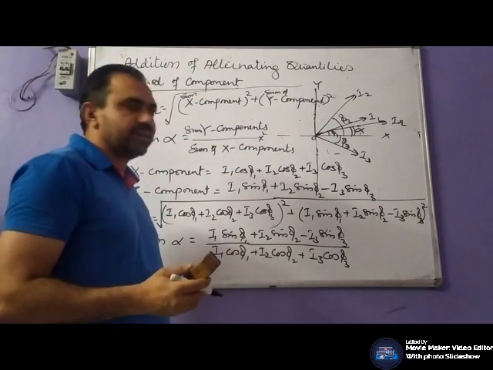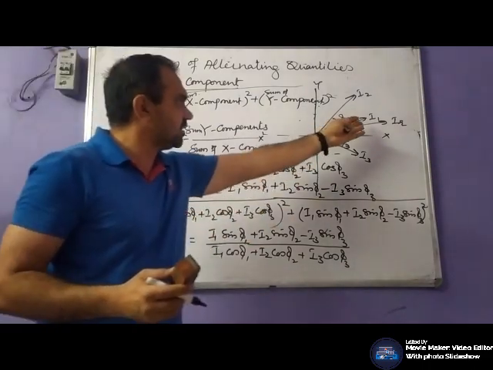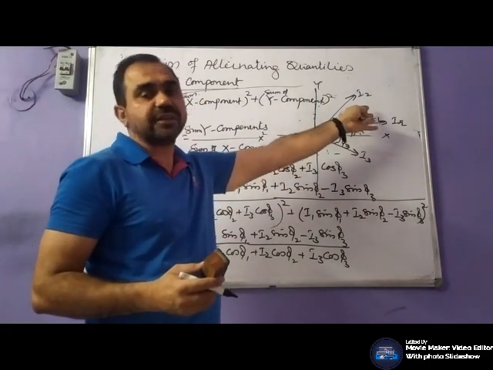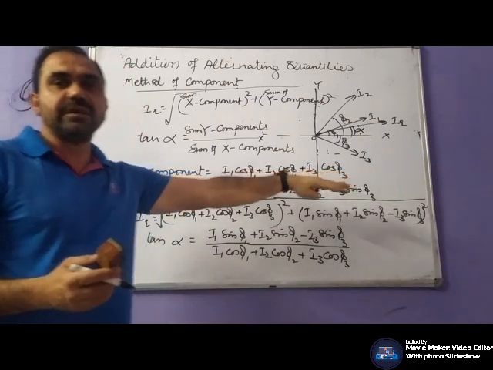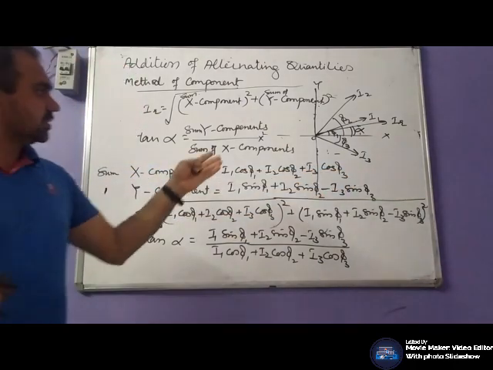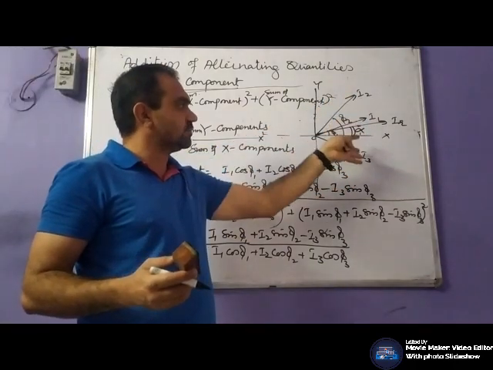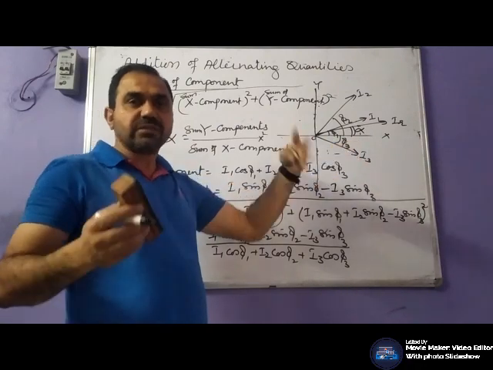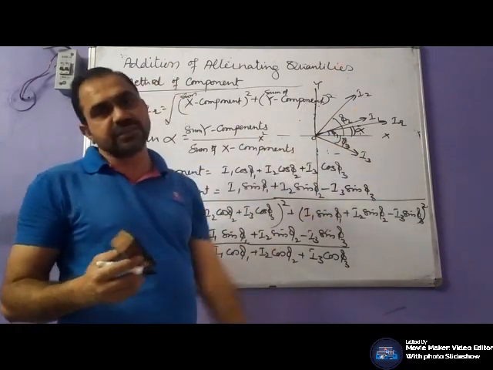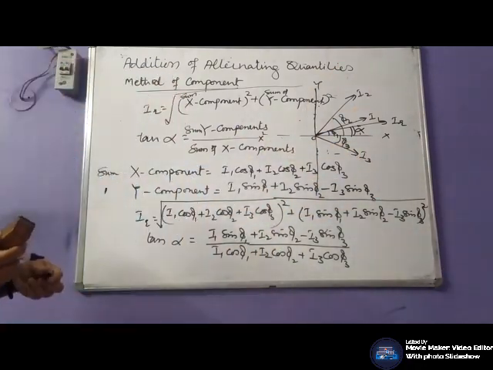Now we can simply find out the resultant. That can be the RMS value, that can be the maximum value, that doesn't matter. If you have the maximum values, you can represent the phasor in terms of their maximum values. If you have the RMS values, you can represent the phasor in terms of their RMS values.